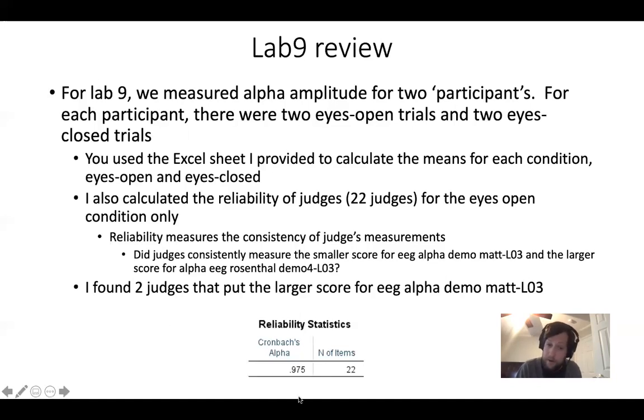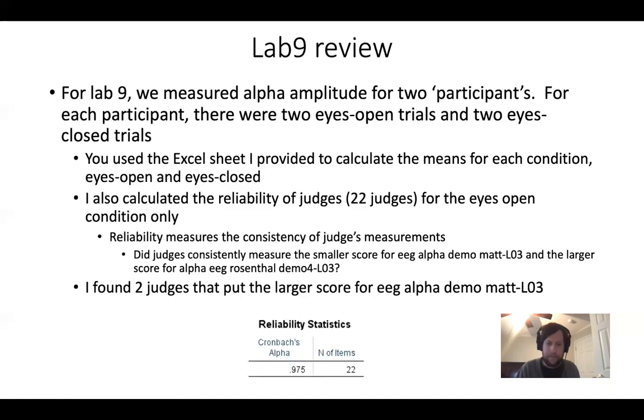So we're pretty darn close to almost perfect reliability, meaning you guys did overall as a class very well at measuring the alpha amplitudes consistently across all the judges. You were basically providing very similar alpha amplitude measurements for these same trials. I will mention I only calculated reliability, Cronbach's alpha, for the eyes open condition. I did not do it for the eyes closed condition, but I'm pretty sure we'd find a very similar Cronbach's alpha if we had calculated it for the eyes closed condition.